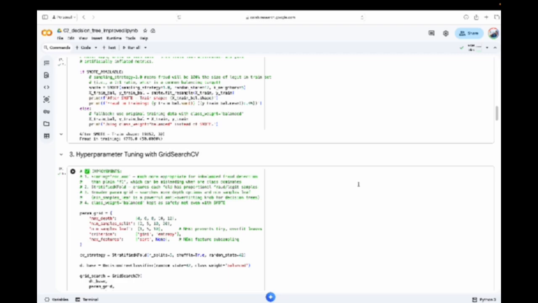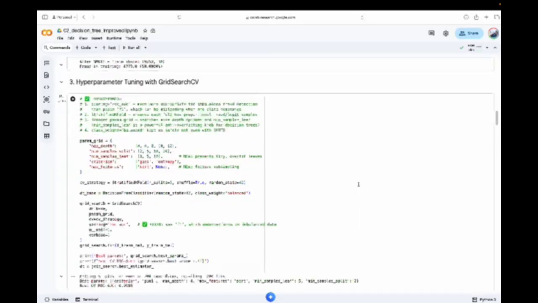Here I trained a decision tree using grid search CV to find the best parameters. Instead of accuracy, I used ROC AUC scoring, which is more suitable for imbalanced problems. I also used stratified k-fold cross-validation to maintain the class distribution across folds. Parameters like max depth and minimum samples per leaf help control overfitting.